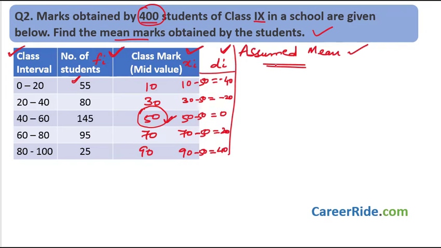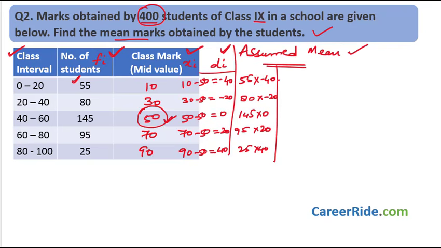So the next thing I'll do is 55 into minus 40, 80 into minus 20, 145 into 0, 95 into 20, 25 into 40. So you see, just by using the concept of assumed mean, I am trying to scale down my calculations and reduce the number of calculations that I have to make, right? Just keep following what I am saying, and things will become pretty simple for you. We will see one more practice question so that things become clearer to you.